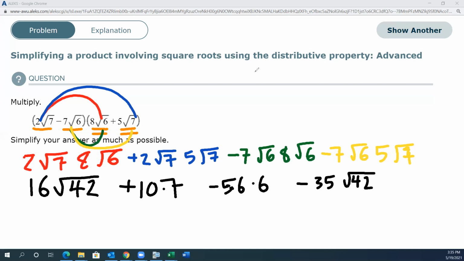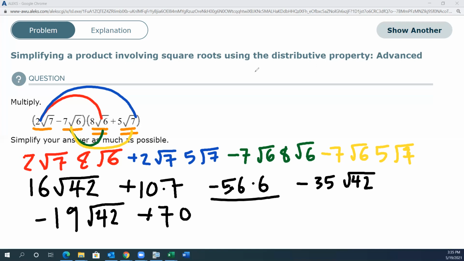So let's combine like terms and do what we can. I've got 16 square roots of 42, and I'm going to take away from that 35 square roots of 42. So that would give us, what is that, like negative 19 square roots of 42. Yeah, okay, so I got that. And then this is obviously just 70. And this is, let's see, what was that, 336? I'm going to pause, double check that. I'm amazing. It is 336.